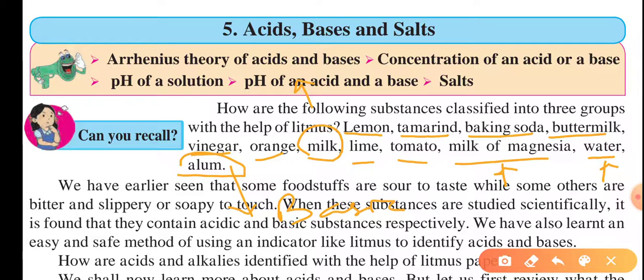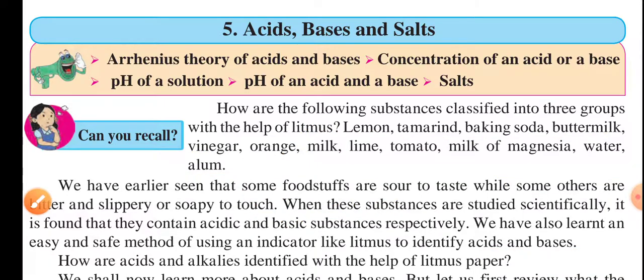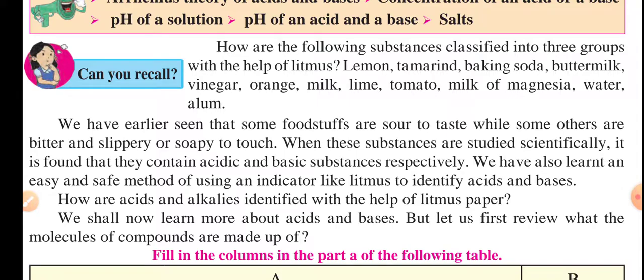How can I classify these acids and bases? That we will see in subsequent lectures. Foodstuffs that are sour to taste are acidic substances, and bases are bitter, slippery and soapy to touch. We have seen various methods to judge whether a substance is an acid or a base. One of them is litmus paper. We use litmus paper as an indicator to show whether a solution is acidic or basic.